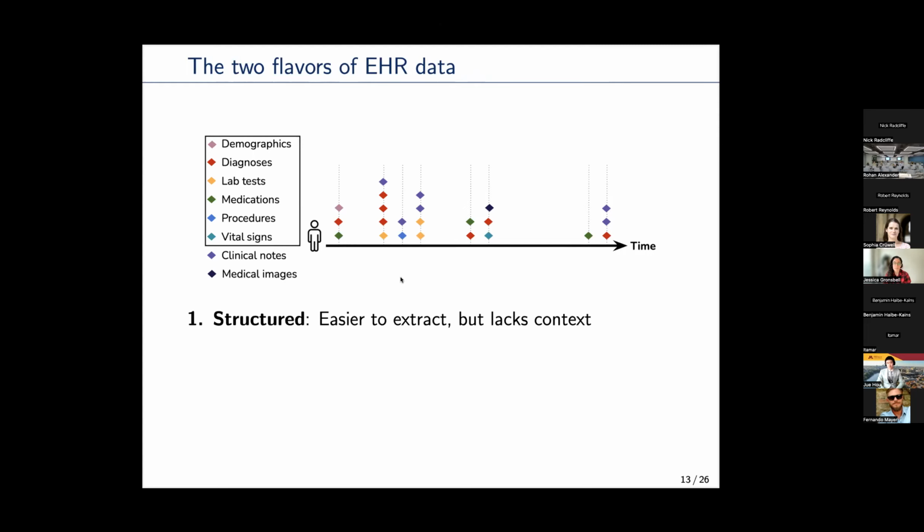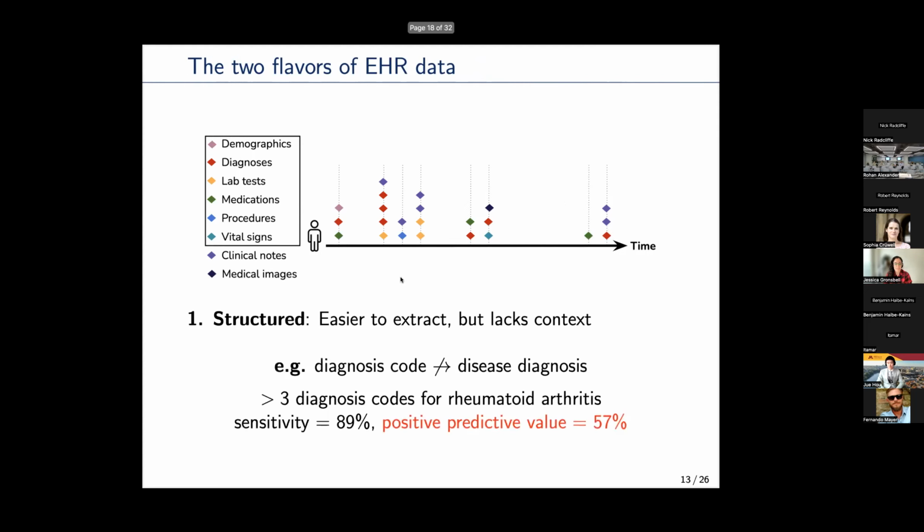So these are data elements that are relatively easy to extract. We can query a database to get access to them, but with that simplicity, we lack a lot of context. So just using rheumatoid arthritis as an example again, despite their name, diagnosis codes don't map one-to-one to disease diagnoses. There was a study a few years ago that was done at a large health system in Boston.